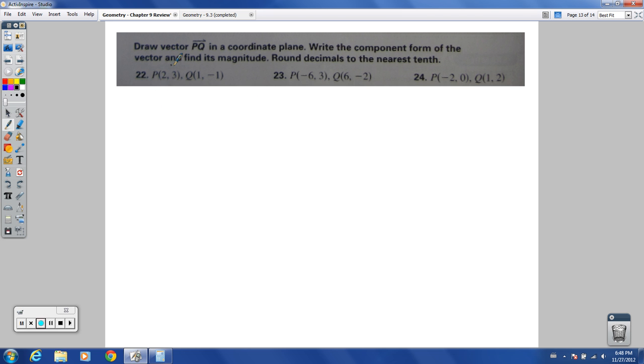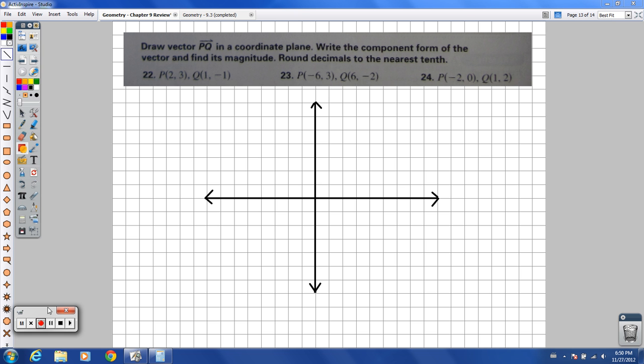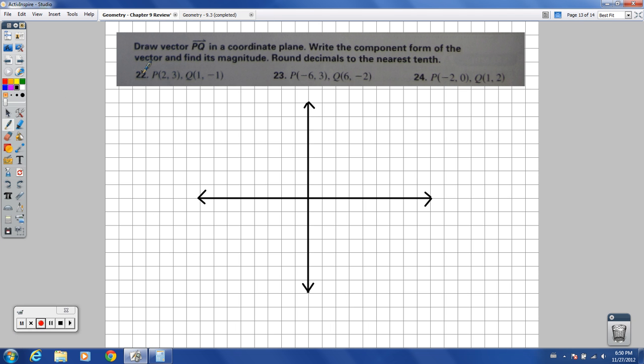So draw a vector PQ in a coordinate plane, write the component form of the vector, and find its magnitude. We're rounding decimals to the nearest tenth. And like magic, a wonderful graph appears. I will use colors to color coordinate these ones. I'm going to draw them all on the same graph. But let's use red for this one. So P is at 2, 3. Here's 2, here's 3.